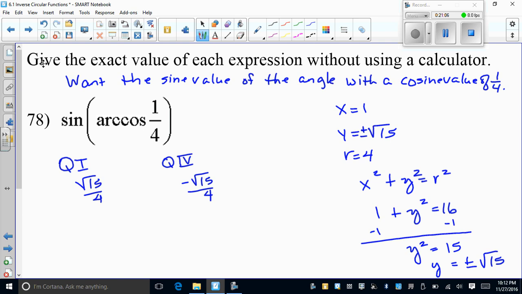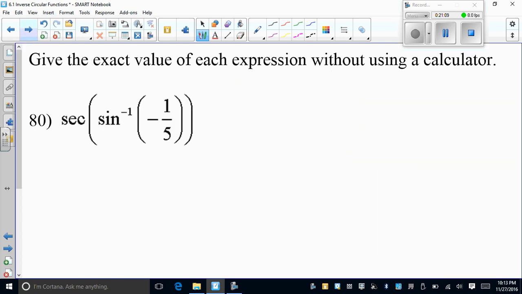Okay, so this one here, because they're telling you that this is negative, we know we're in quadrant 4. If you're sitting there going, wait, how do I know? Unless they tell you otherwise, for sine we are looking at quadrants 1 or 4. It's negative, goes to quadrant 4. Secant in that case will be positive. I want the secant value of the angle whose sine value is negative 1 over 5. So y equals negative 1, and r equals 5, because r is always positive.